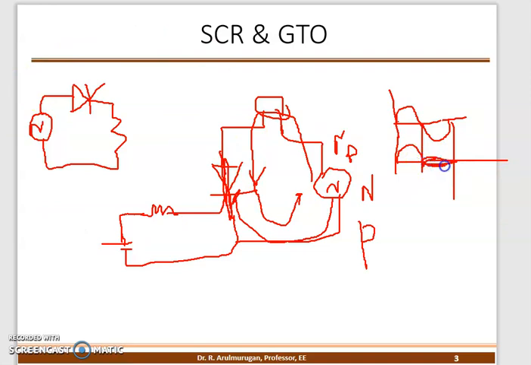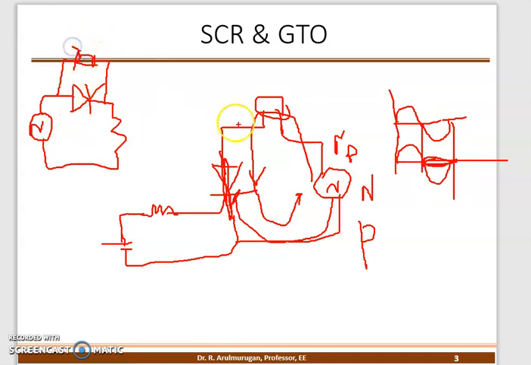If you want a full wave, what do you want to use? One more SCR connected anti-parallelly. In the same circuit, I will connect one more SCR anti-parallelly, and you will get the full wave. But is it a rectifier? No, it's not a rectifier. You have to see that.